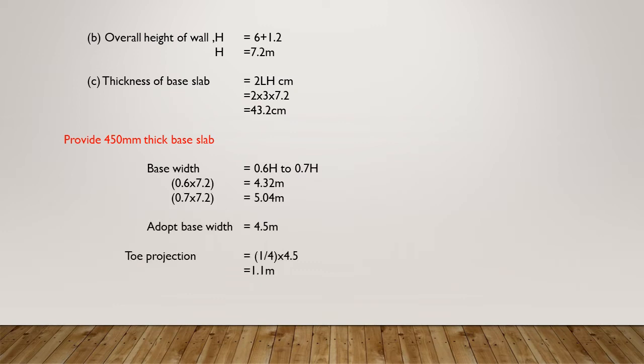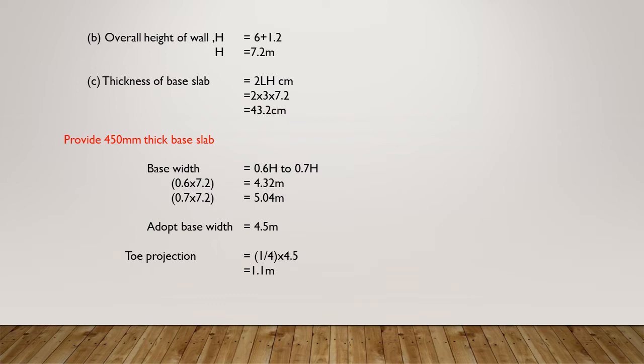Then the thickness of the base slab is equal to 2 LH. 2 is a constant, and L is the spacing of the counterfort retaining wall. Our spacing is given in the question as 3 meter. Then h is the 7.2 overall height of wall. So the thickness of base slab is 43.2 centimeter. Converting to mm, 432 mm, or 0.432 meter. Then we can provide a 450 mm thick base slab.